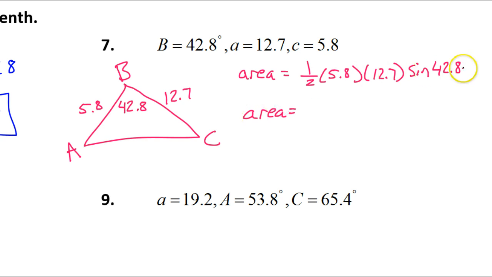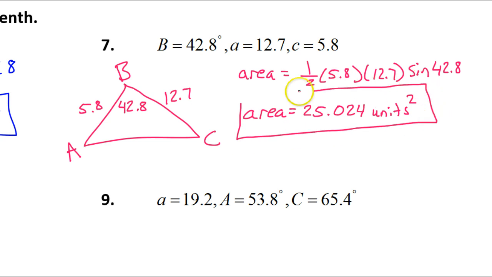I'm just going to put this in my calculator off camera. I am getting 25.024. And there are no units, so I'm just going to say units squared because it's area. So that's it for number 7.